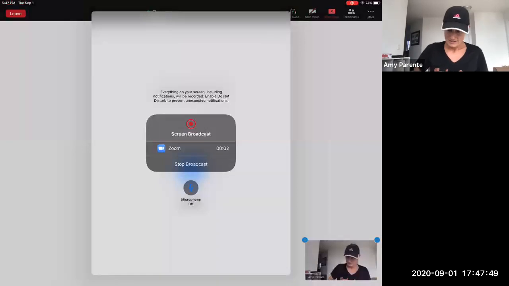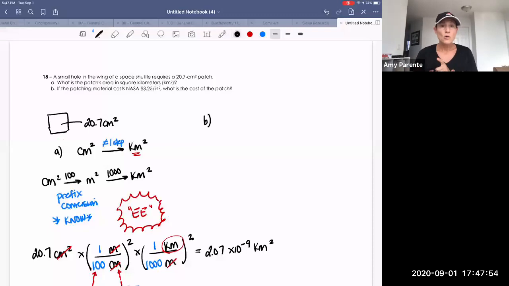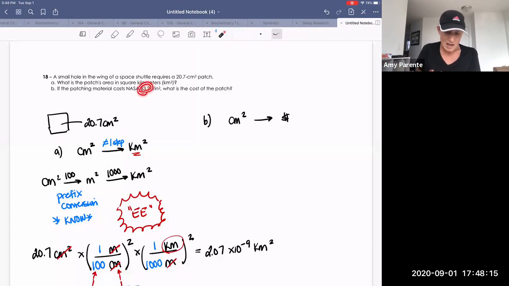All right, so back to how much is our patch going to cost here? We know that the patch costs $3.25 per square inch, and we know that we need a patch that's 20.7 centimeters squared. So I'm going to have the same starting point. I've got a certain size patch in centimeters squared, and I need to know dollars. Well, the piece of information that was given to us has dollars in it, but it doesn't have centimeters in it. So again, this is not a one-step problem.